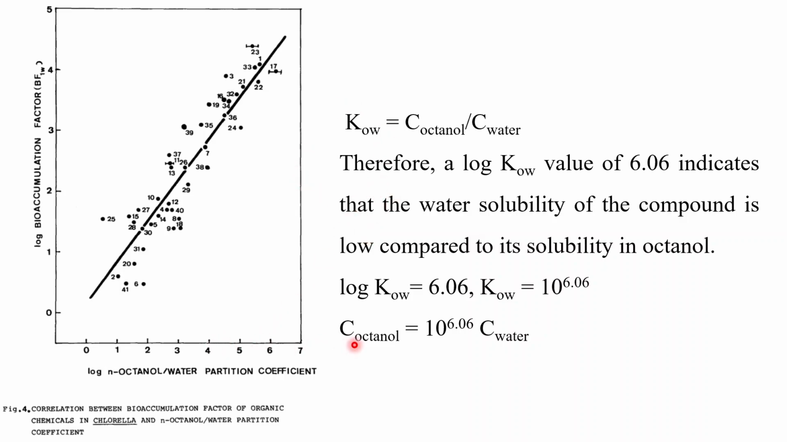There is no limit to that value. For this particular data set they determined values up to 6 or 7, but you can go higher. The more hydrophobic the compound is, the more this value will keep increasing, because the concentration in water will keep decreasing and the concentration in octanol will keep increasing. So that will increase this value. I hope that's clear.